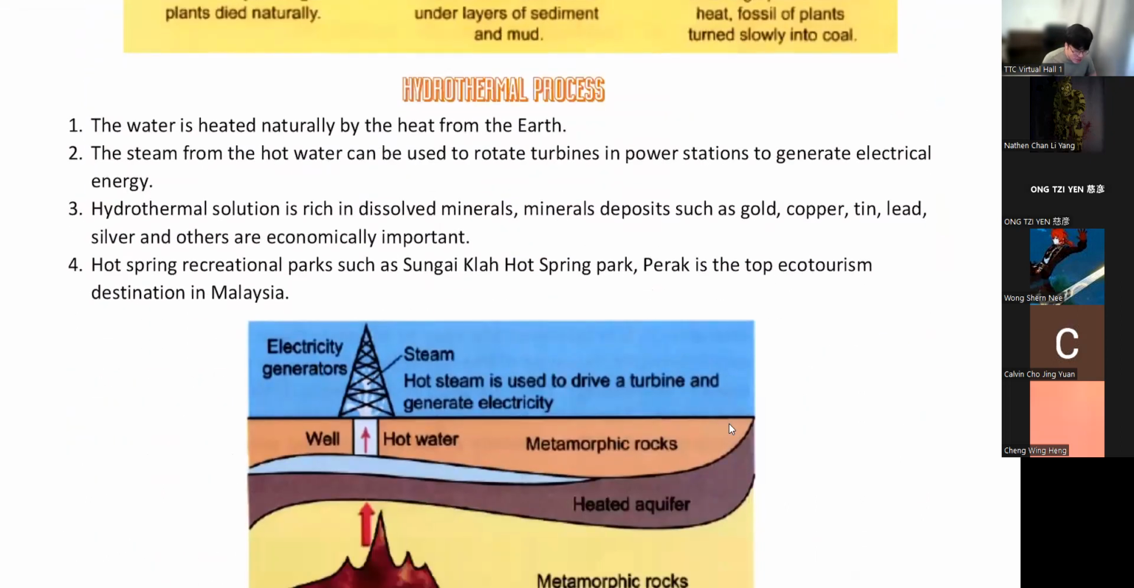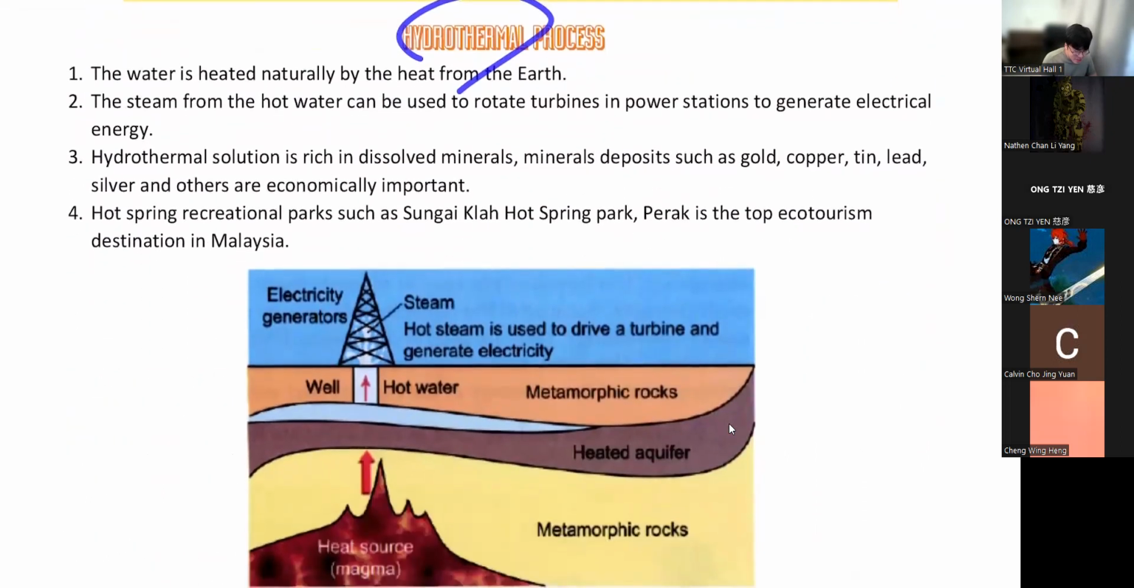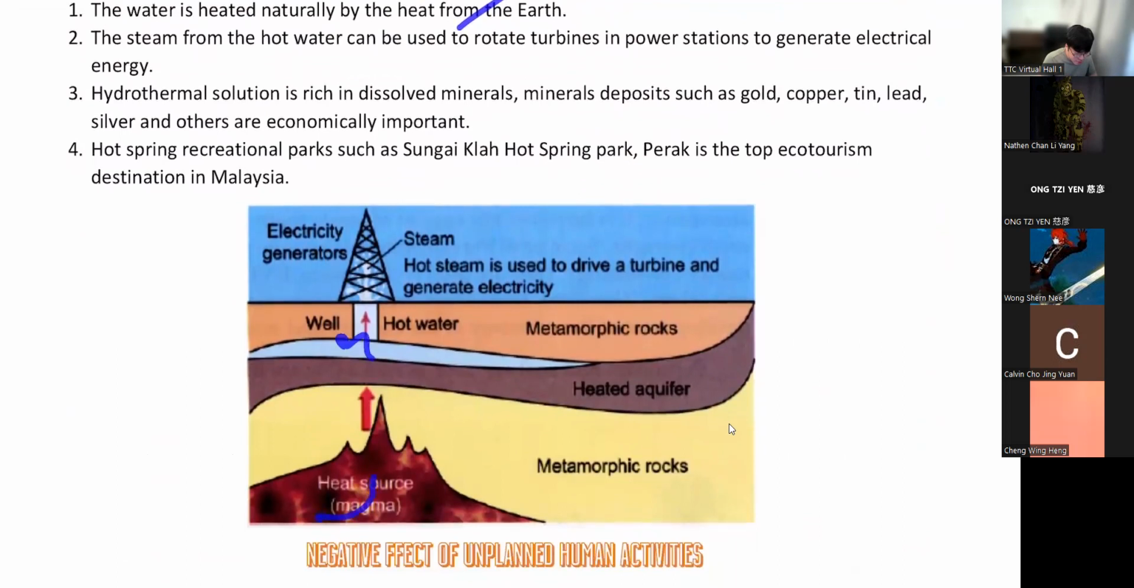So of course, this hydrothermal basically is when you heat water shoots out. You use this thing to generate electricity. Okay, our country don't have this lah. Only volcanic countries like, I think Iceland, they use this. Finland, Iceland, they use this.